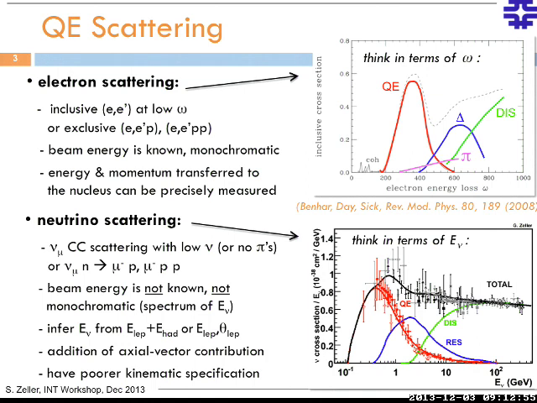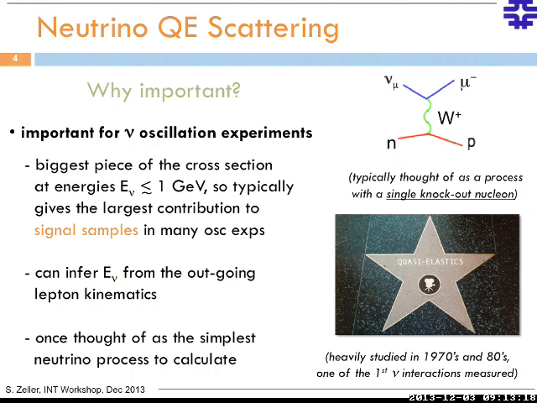So let's just compare and contrast the case of electron nucleus scattering and neutrino scattering. And if you want to read more about the electron case, I refer you to an excellent review article that was written by Benhar, Day, and Sick several years ago. It's a rather long paper, but it certainly is a nice review of the situation in electron scattering that I highly recommend that you read. So this workshop is devoted to discussing neutrino quasi-elastic scattering.